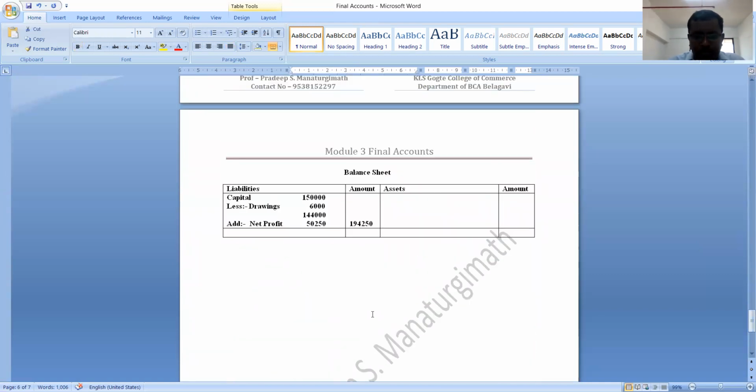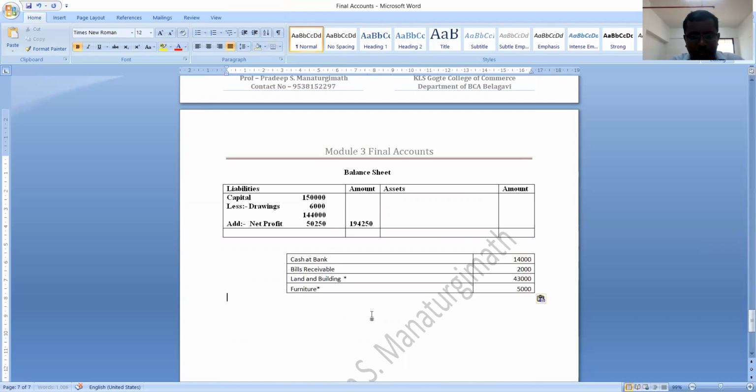Here is the asset side of the balance sheet. See here, while recording assets, first you should record fixed assets. Later, you should record investments. Later, you have to record current assets. So first, I am recording here land and building. How much is it? Land and building is 43,000.